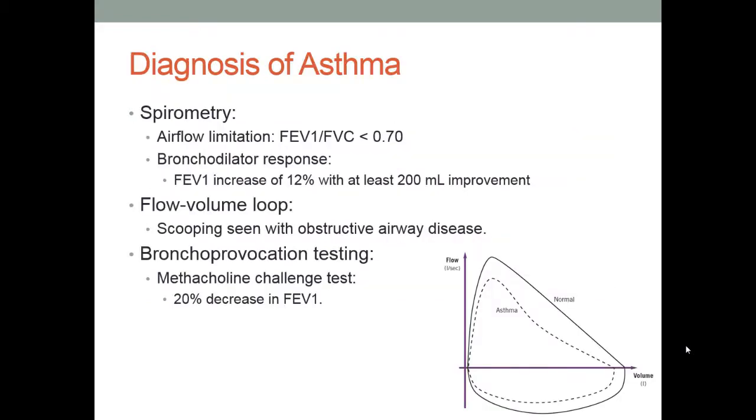So for diagnosis of asthma, as I mentioned, variable airflow limitation, you want to make sure there's actually an obstructive defect that responds to bronchodilators. You can also see the characteristic scooping on a flow volume loop, which isn't specific to asthma by any means. And then there's the methacholine challenge test, in order to rule out asthma and to assess the bronchial hyperresponsiveness.